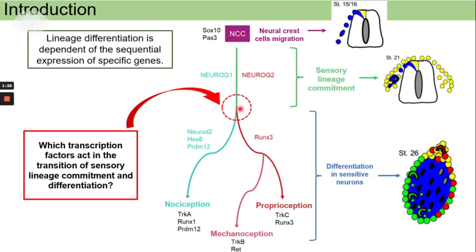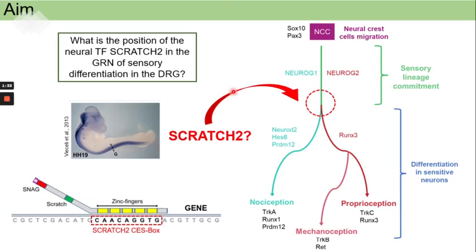So the question here is, which transcription factors act in this transition between sensory lineage and differentiated sensitive neurons? So Scratch2 is a neural transcription factor. It was described as a transcription factor that is expressed in the nervous system, as we can see here in this image. And our question here is, what is the position of this neural transcription factor, Scratch2, in this cascade that will result in the differentiation of the sensitive neurons?